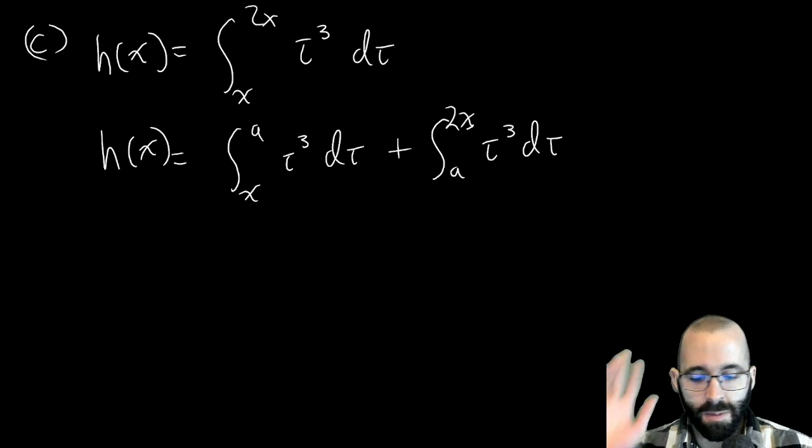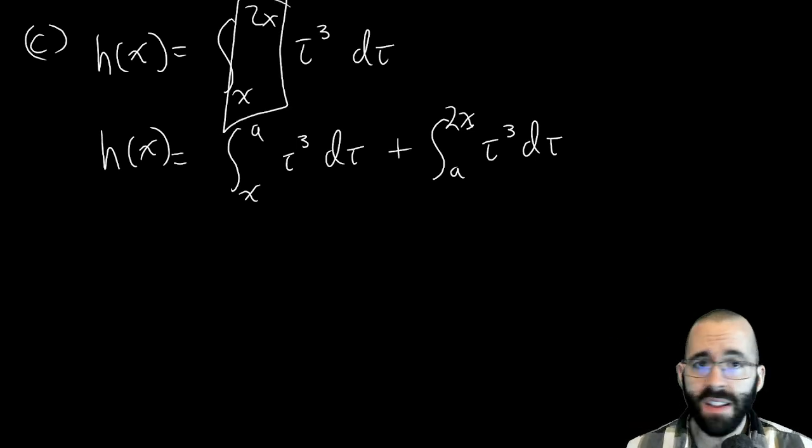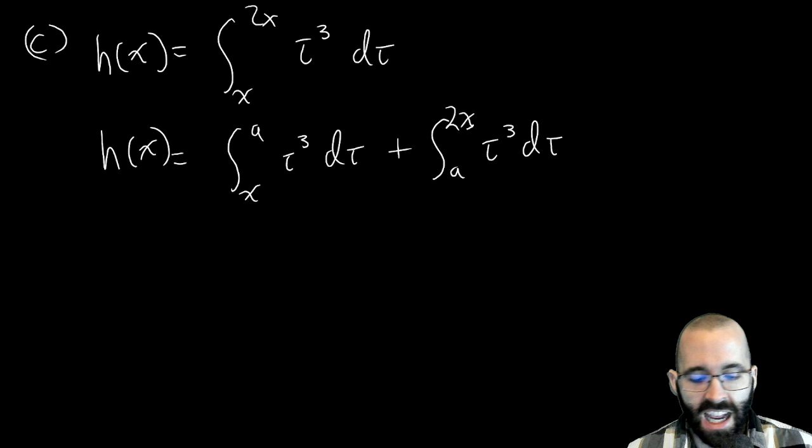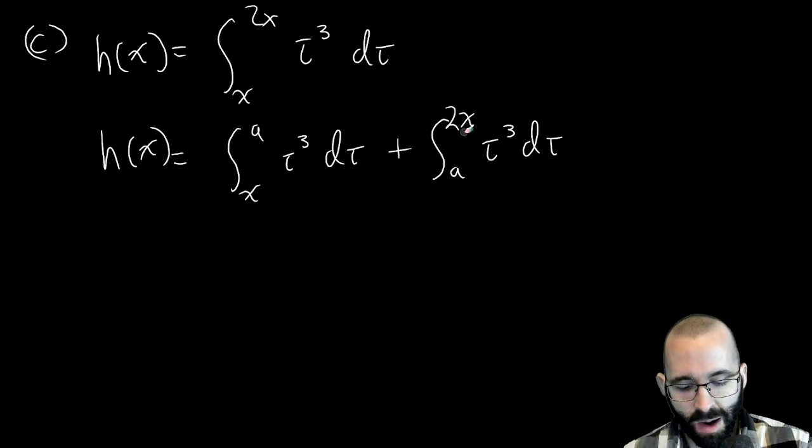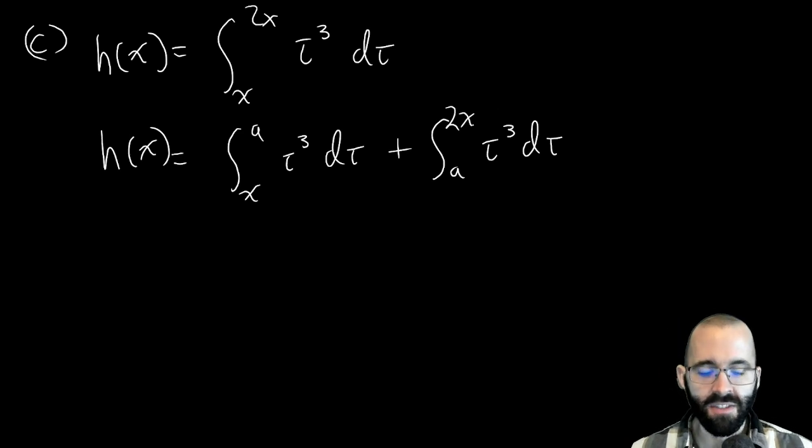We had a property that said a can be anything. a doesn't even have to be between these two things, and it's still true. a can be anything, and we know that's true. Thank you, section 1.2. Thank you, properties of definite integrals. You just saved the day.